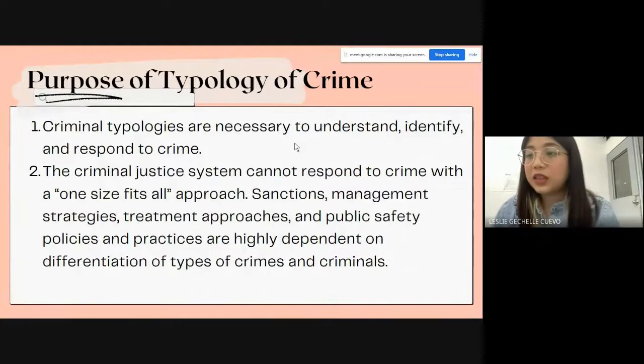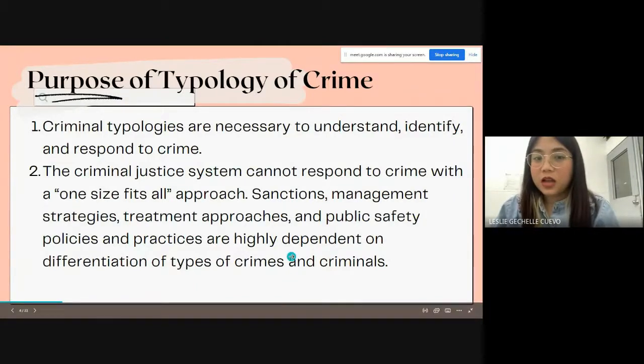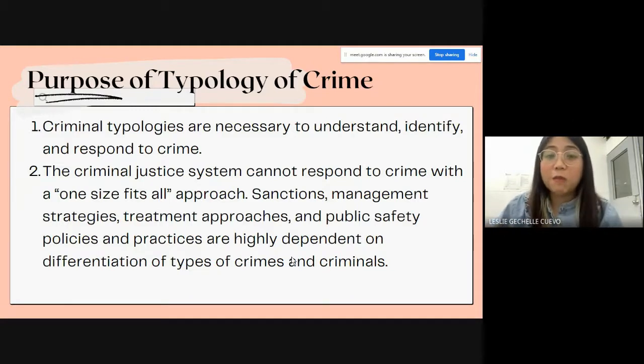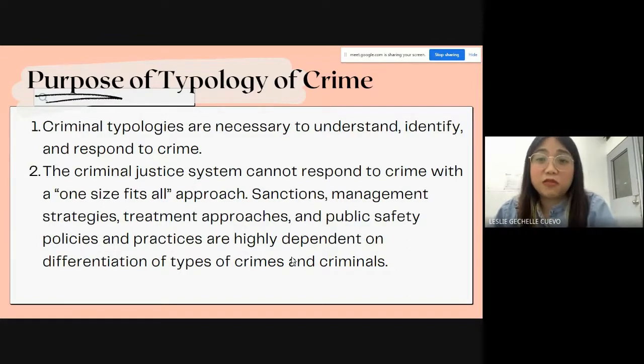Hindi pwede na lahat ng nagnakaw, basta lahat ng pag-uri ng pagnanakaw, kulong yan ng 10 years. Paano kung nagnakaw lang ng sardinas? Kumpara sa nagnakaw ng 10 milyong piso. Di ba? Magkaiba sila. So, hindi pwede na pare-parehas ang ipapataw na parusa. Walang one size fits all.